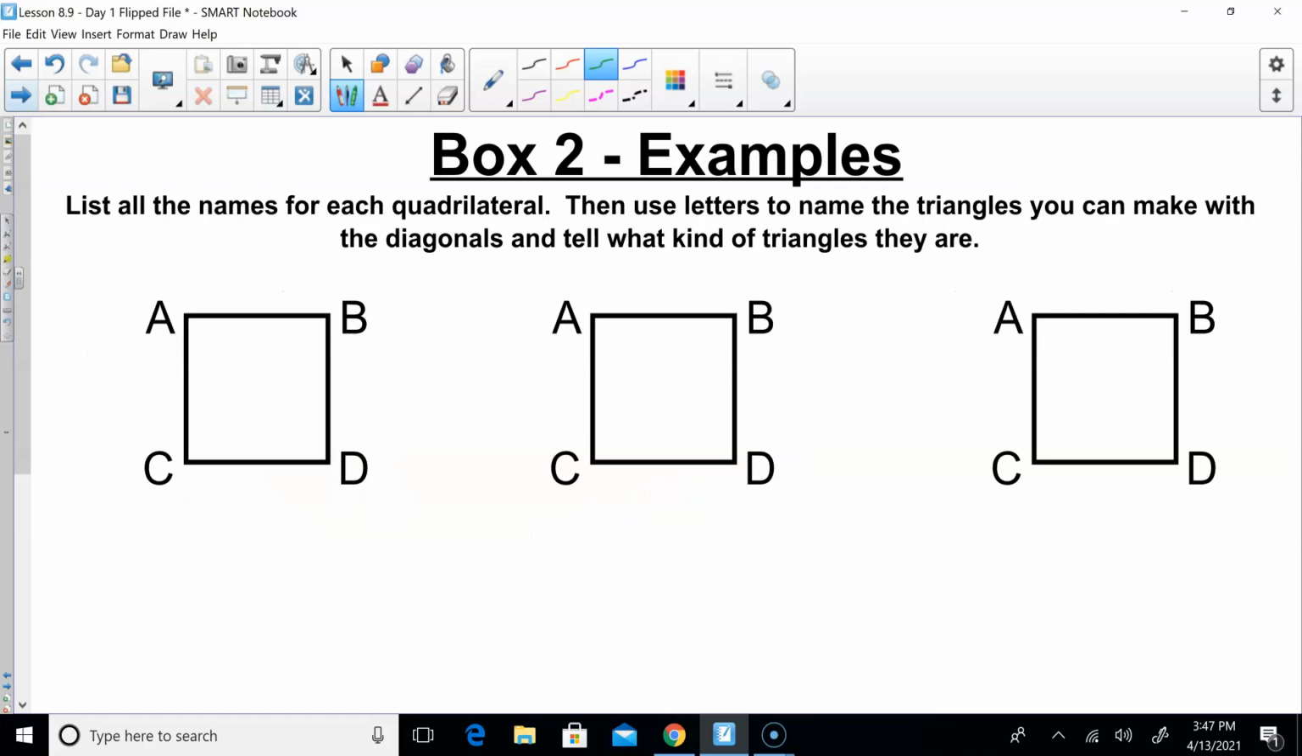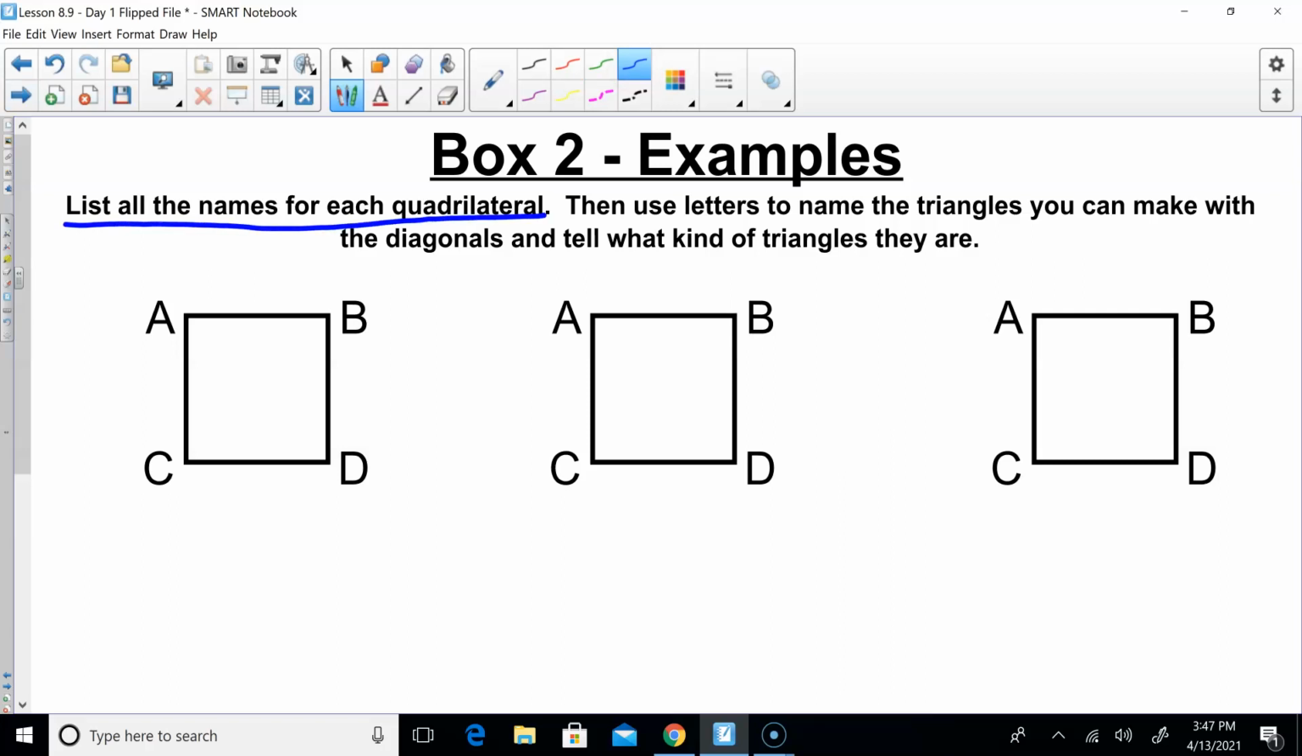And right now we're going to dive right in. So it says list all the names for the quadrilateral, then use letters to name the triangles you make with the diagonals, and tell what kind of triangles they are. So really it's a kind of a 3-step process. So our first step we're going to look at what are the names. So list all of the names for the quadrilateral.